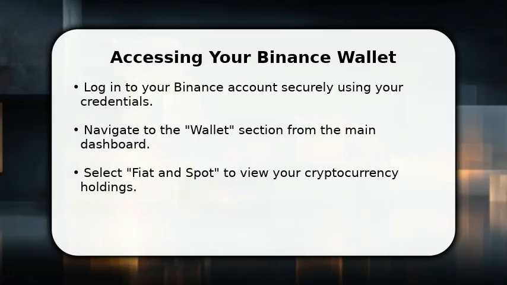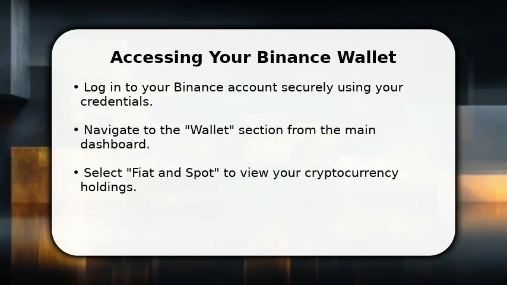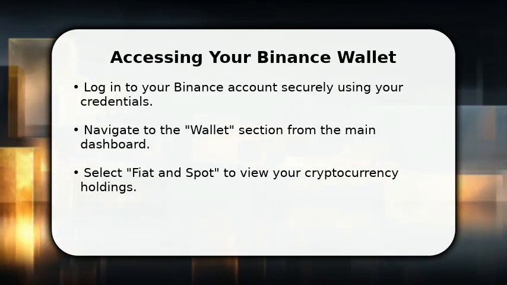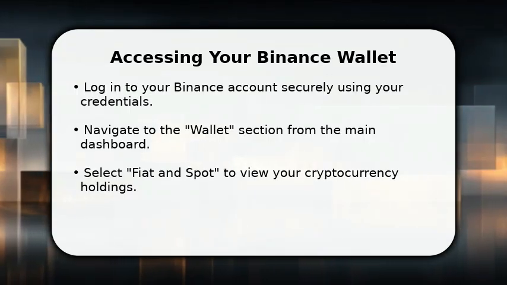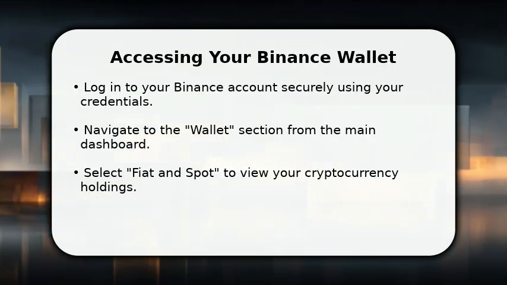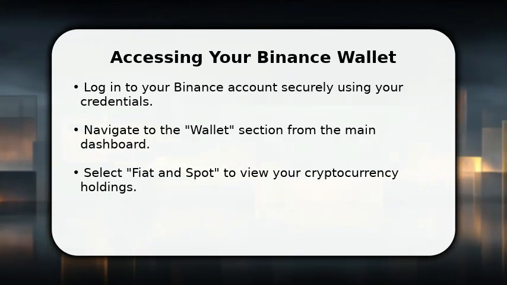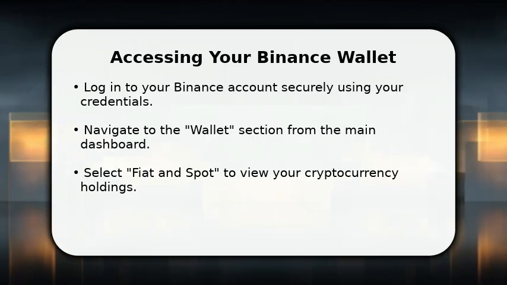In this video, I will show you how to find your Binance wallet address. First, log in to your Binance account. Once logged in, locate the wallet option, usually found at the top right of your screen. Click on it and then select Fiat and Spot from the drop-down menu. This will take you to your main Spot wallet overview, where all your digital assets are listed.